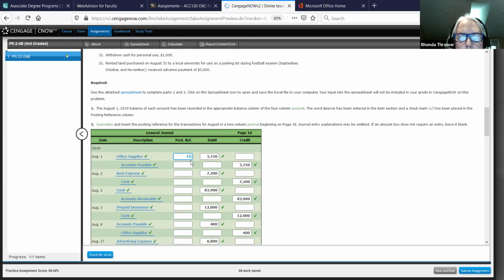Now you got to flip back and pick up accounts payable at 3150. So accounts payable is going to be 3150. And this is coming from journal page number 18. That's where we got that post reference before. So I'm going to have to go to my ledger, which means I'm going to have to stop sharing, but I'm going to look for my accounts payable and I'm going to record 3150 in that transaction that happened on August the 1st.